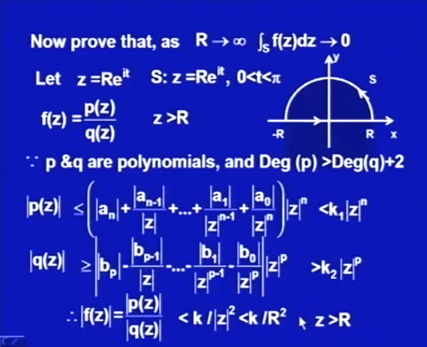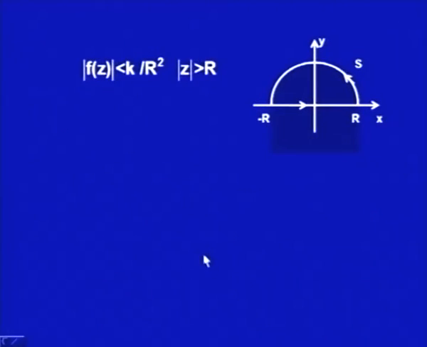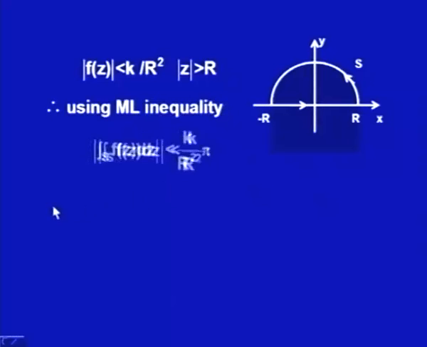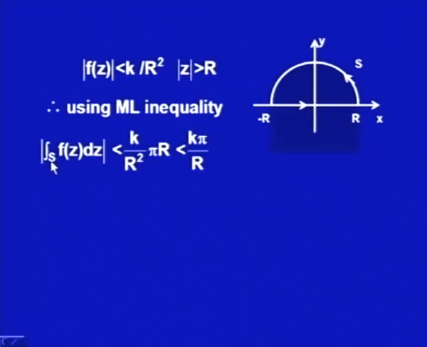Now, what we have found is that the absolute value of f(z) is bounded by k upon r^2 when |z| is greater than r. So we use the ML inequality for the integral of f(z) dz on the contour S. Using the ML inequality, the absolute value is bounded by k upon r^2, into the length of the contour L.